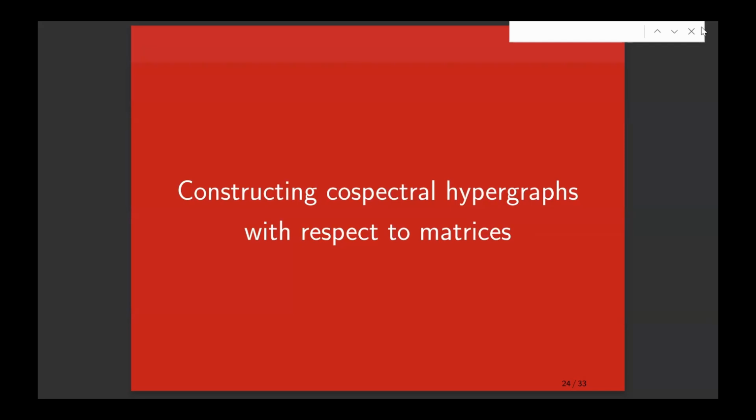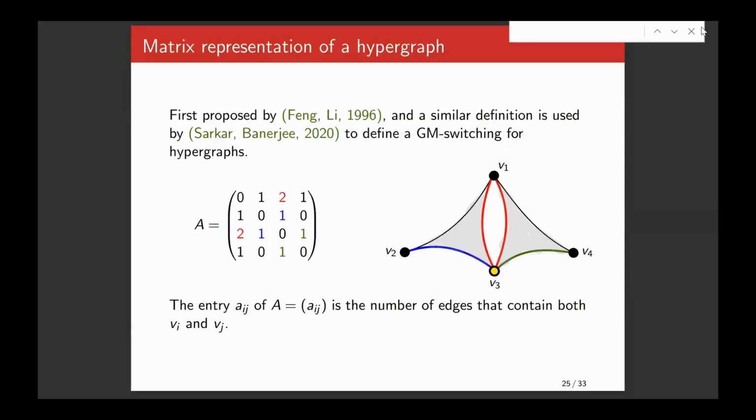So now the representation we are going to be using uses matrices, like Laplacian matrices from before, but a different matrix in this case, we will see. This definition, sorry?